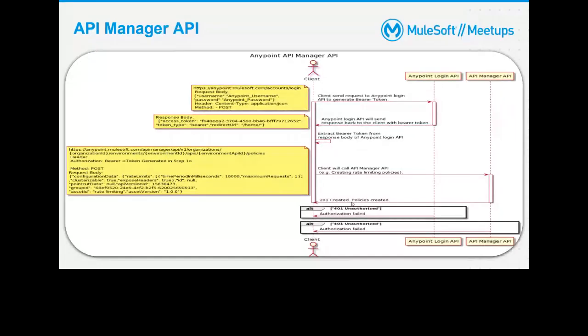At a high level, a client will send the request to generate the bearer token. The login API will return the bearer token. It will extract the bearer token. Then it will send the request to the API Manager API for creating the policy. If the policy is successfully created, it will say 201 policy created. In case of any authorization failure, it will give 401 back to us.